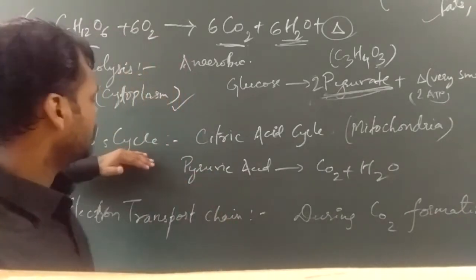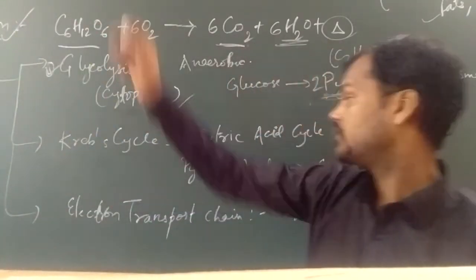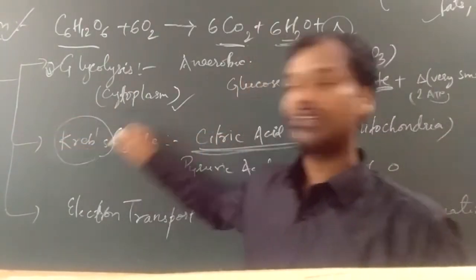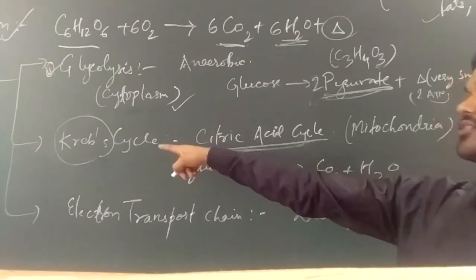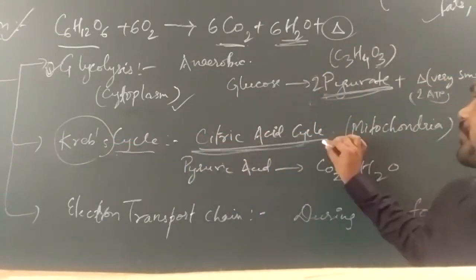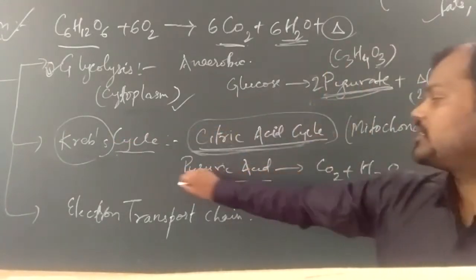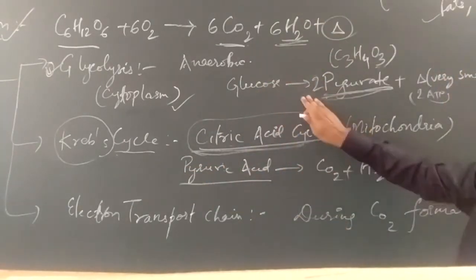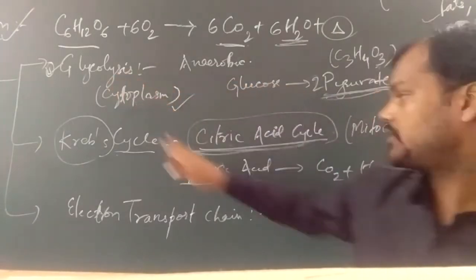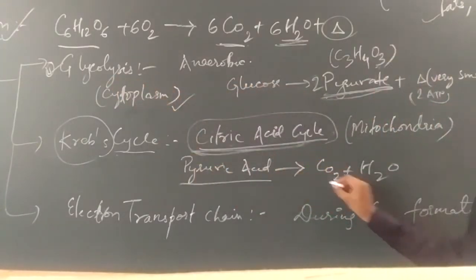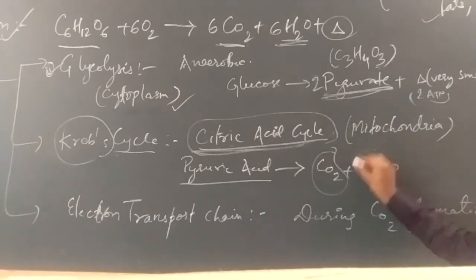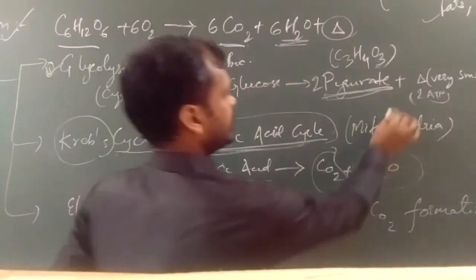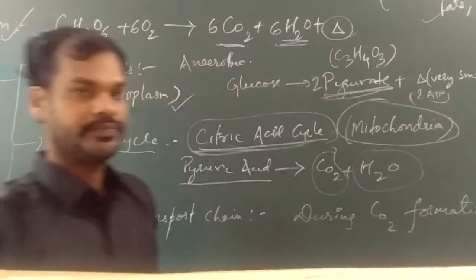The second phase is the Krebs cycle, also known as the citric acid cycle. The name comes from the scientist Hans Krebs. In this process, the pyruvic acid which was the product of glycolysis is oxidized and releases carbon dioxide plus water. This process takes place in the mitochondria.